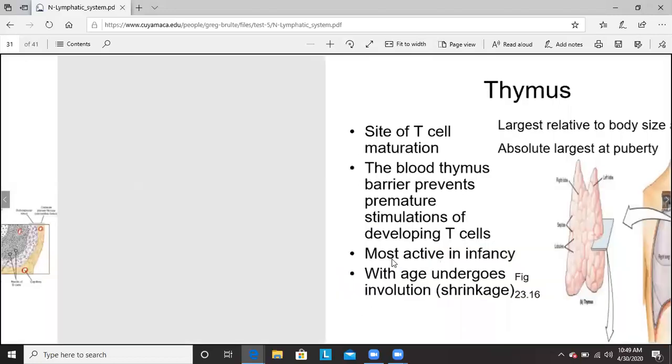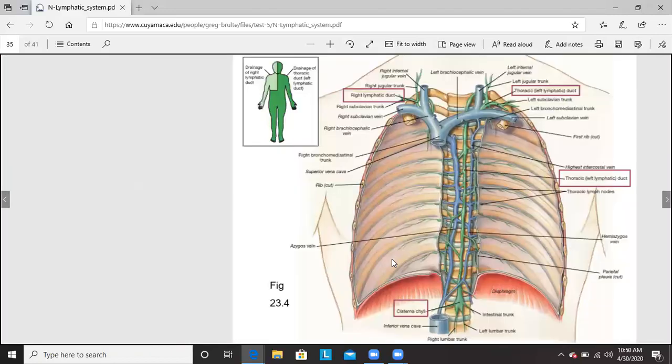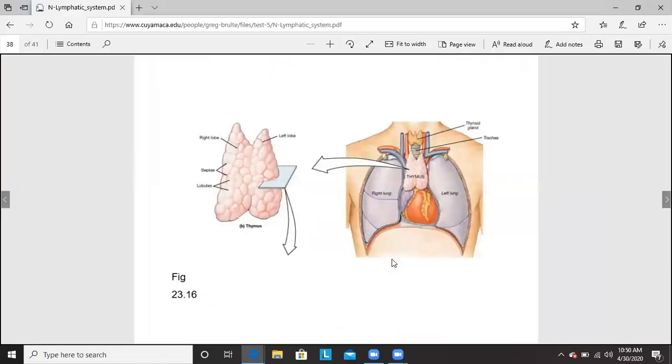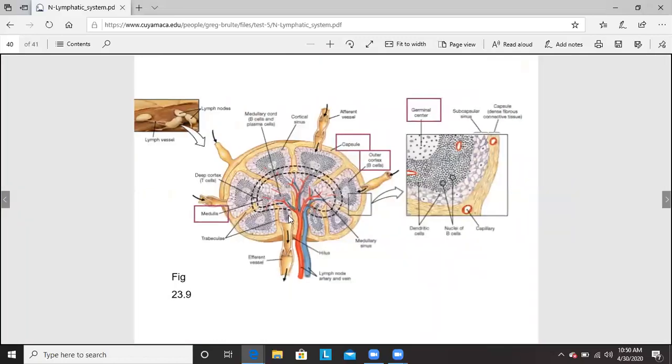Let's get a close-up of this. So there's my afferent vessel. There's my efferent vessel. Just follow the arrows. This is just the capsule, connective tissue. Pay attention to these. That's a germinal center, germinal center, germinal center, right?